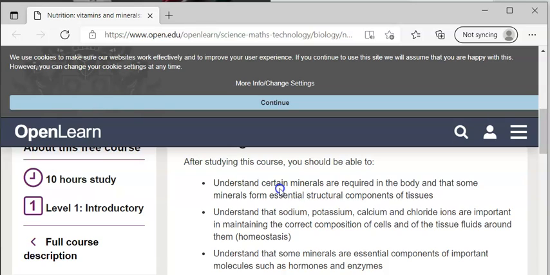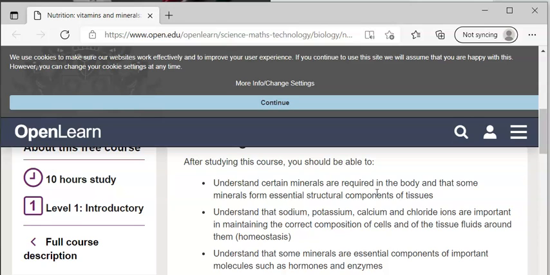So as a designer, if faculty come to me with this list of understand, I want to look at it and say, okay, let's look at the first one. It says understand certain minerals are required in the body and that some minerals form essential structural components of tissues. So I might change understand to say describe how minerals are required in the body and explain how minerals form essential structural components of tissues.